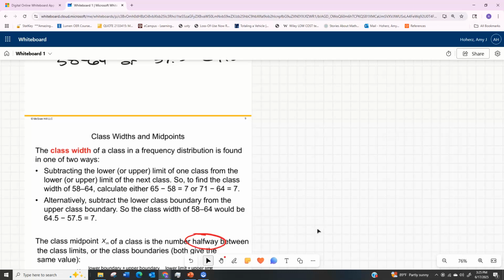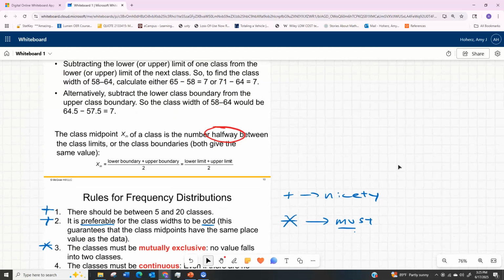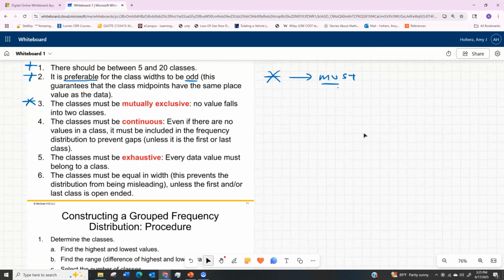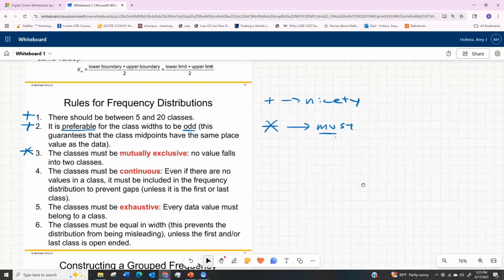Think about what mutually exclusive means in everyday language. Most of the time we talk about it with a relationship, it means you're not dating someone else. You're only limited to one person. And that's kind of what it means here too. It means that each number should know exactly where it goes. There should be no confusion as to where a number falls. The class that it goes into, there should be only one choice for it.